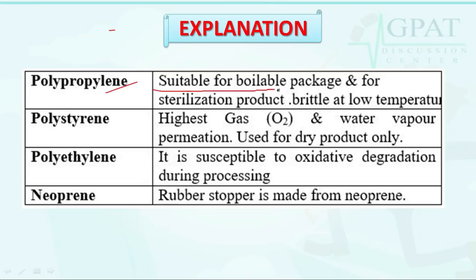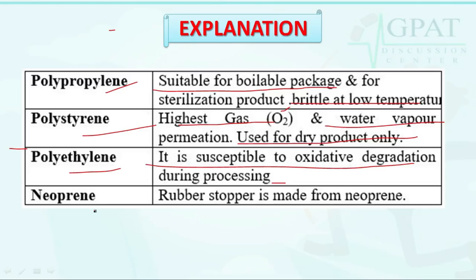So here we have just explanation on this. Polypropylene is suitable for boilable package for sterilization products, brittle at low temperature, whereas polystyrene has the highest gas and water vapor permeation, used for dry products only, which is asked in the question. And polyethylene is susceptible to oxidative degradation during processing, whereas neoprene is, actually, rubber stopper is made up of neoprene. So it's all about this question.